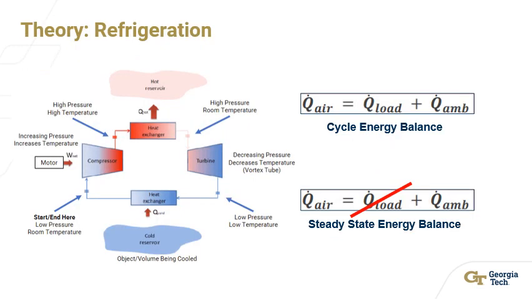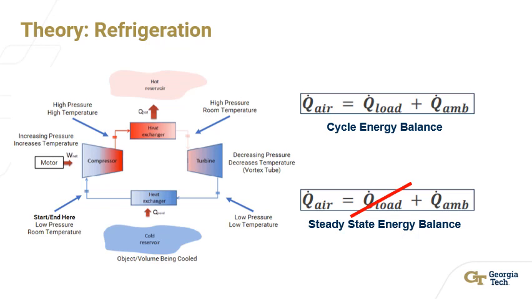The depicted cycle starts with a motor-driven compressor that elevates the air to a high pressure and temperature. This air then sheds heat to the hot reservoir via the heat exchanger. Following this, the air enters the turbine where the vortex tube effect reduces its temperature as the pressure drops. The cooled air absorbs heat from the object being cooled in the second heat exchanger, completing the cycle and maintaining the desired cooling effect. The refrigeration cycle operates under an energy balance equation.